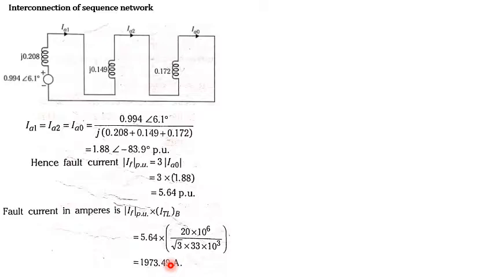Just look into that. If there is a fault at this point, what will happen? The current is increasing by around 5.5 times. It means that the relay and the circuit breaker should be capable of detecting and isolating the fault within microseconds to nanoseconds.